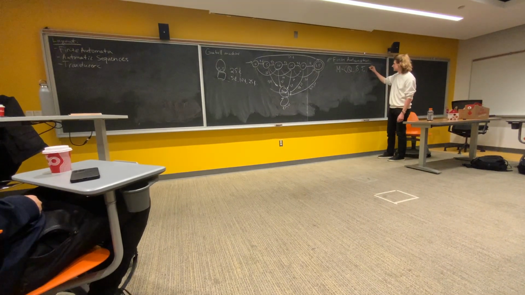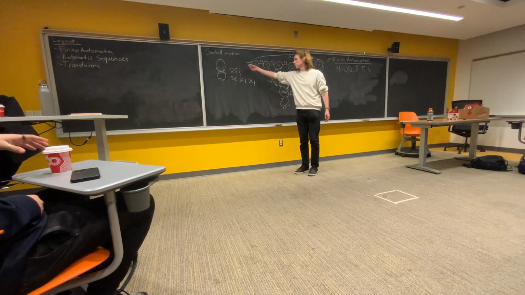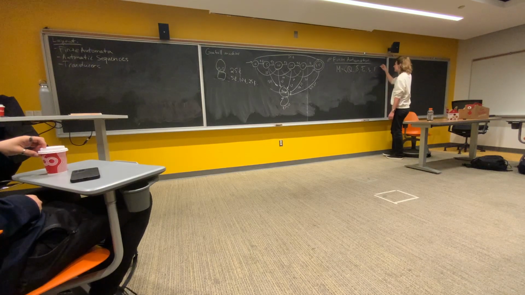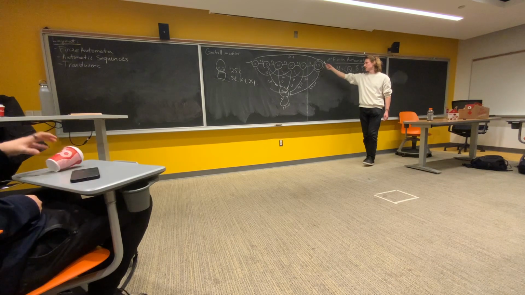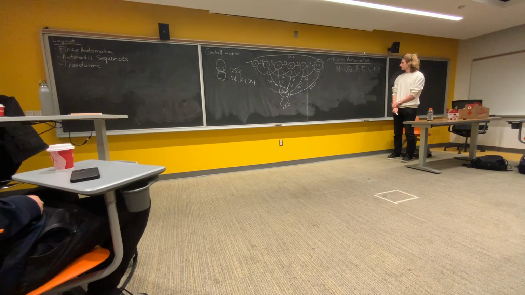And it has an initial state. Here it's the 0 state, where you start. And it has a set of final states, F. Here, there's only one final state indicated by this double circle. Okay. So let's talk about a more interesting automaton.